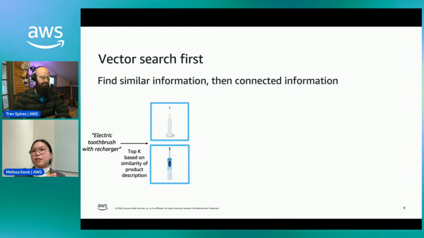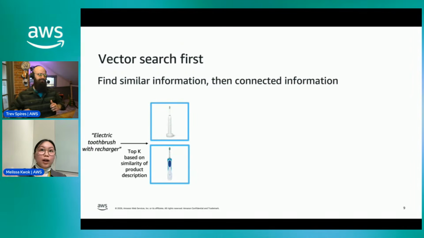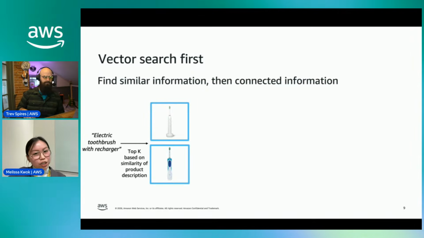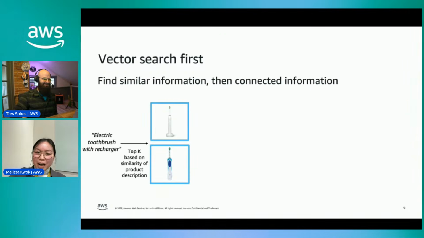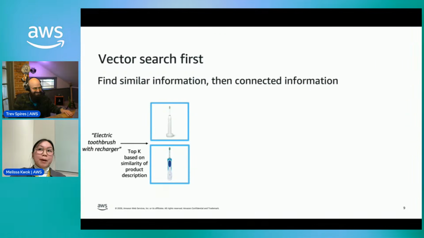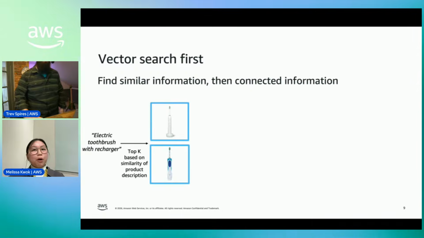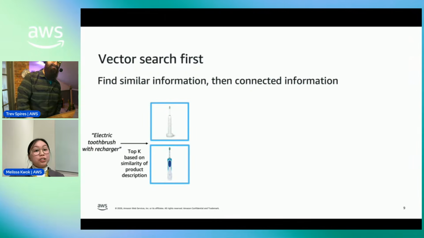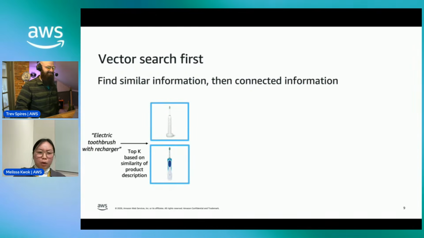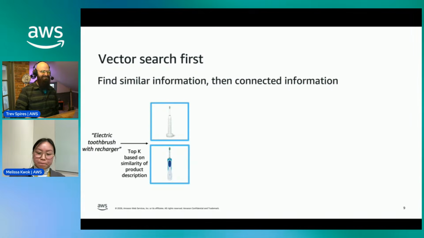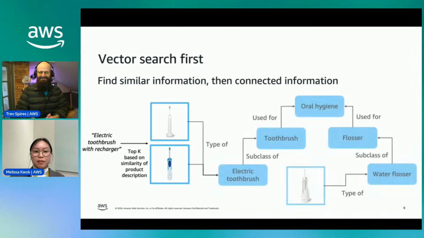Then let's say someone actually does put one of these top K products in their cart. Now we're at the point where we want to make some additional product recommendations. I don't want to recommend more electric toothbrushes because they probably only need one. But what if I can recommend complementary products, products that are logically used with whatever product they just added to their cart? And this is where the graph comes in.